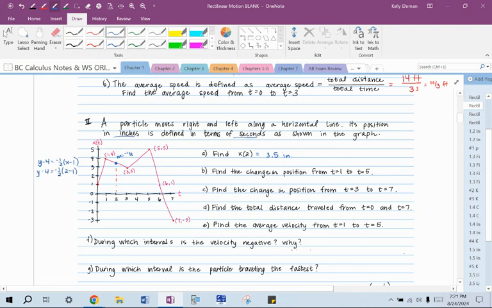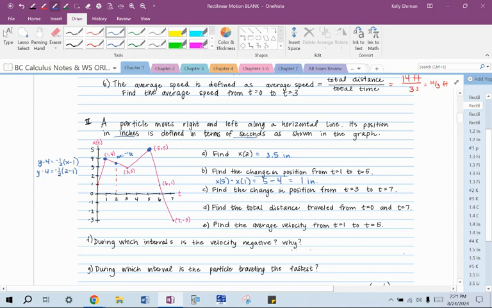Okay, anyway, find the change in position from 1 to 5. So x of 5, always write the formula, minus x of 1. X of 5 is 5. X of 1 is 4. So change in position is 1 inch. That just means when the particle is sitting here at 5, it's 1 inch to the right of where it was when it was at 1 second.